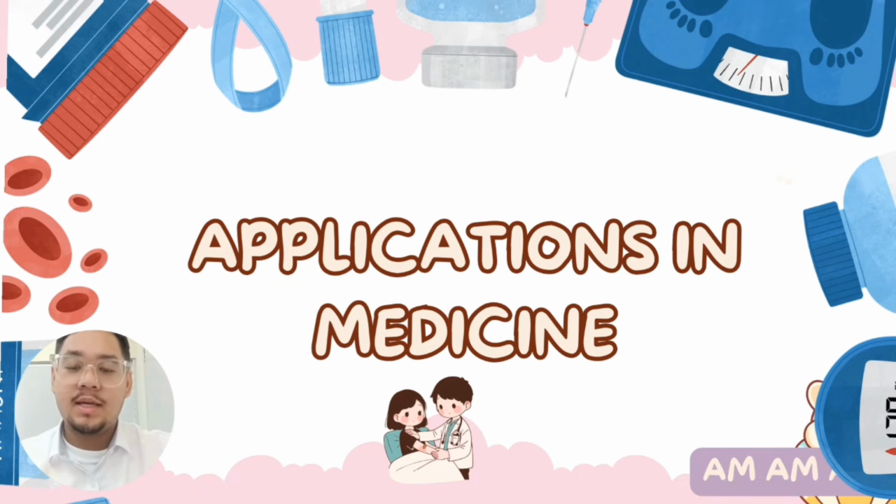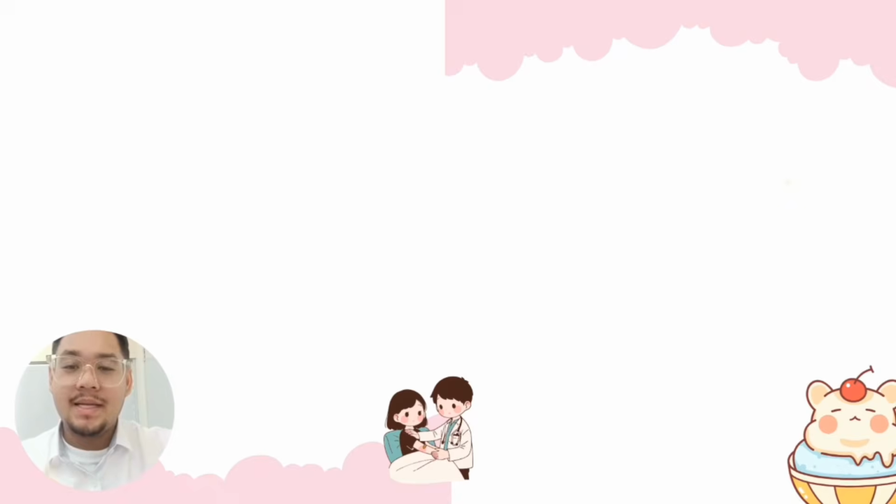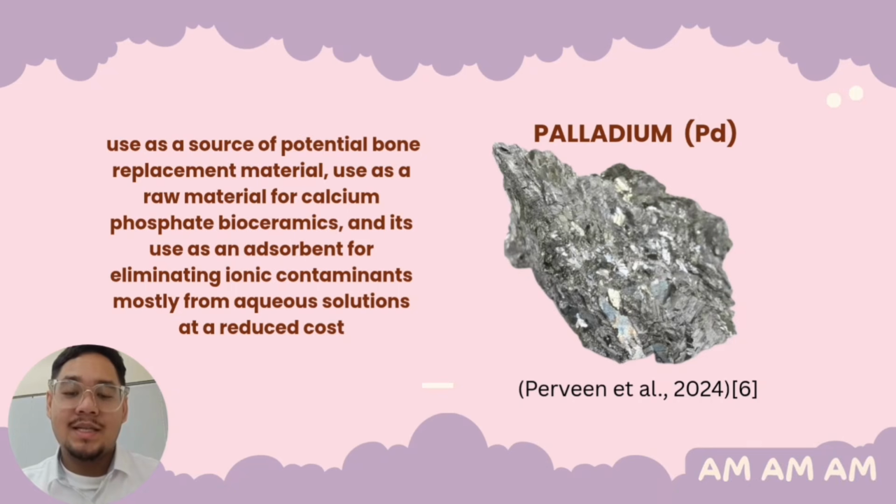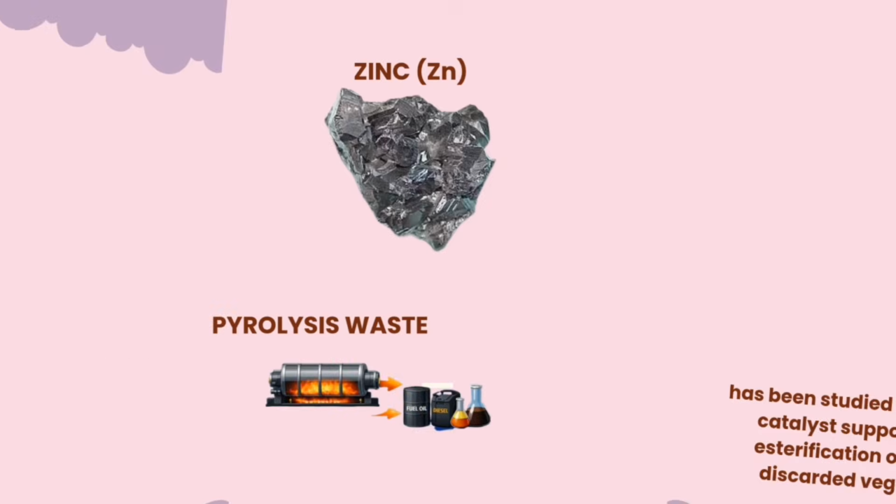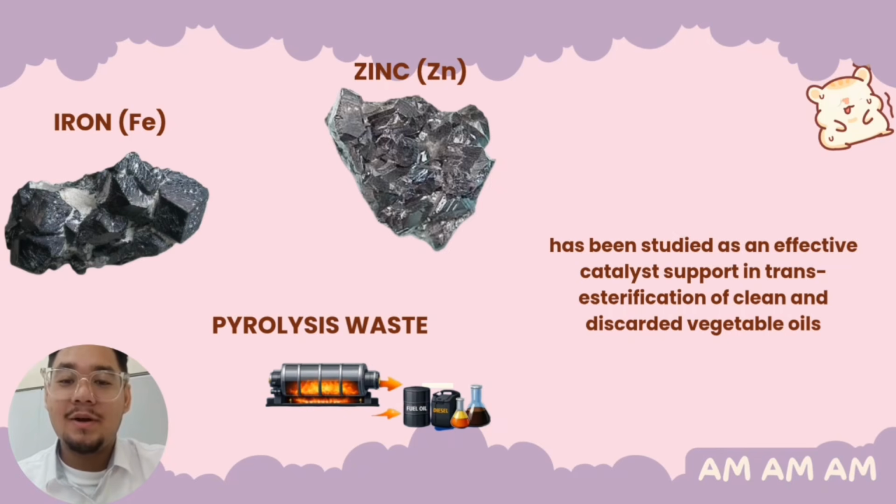We move on to the application of transition metals in medicine. Radium can be used as a source of potential bone replacement materials, which act as a raw material for calcium phosphate in bioceramics, or even act as an absorbent for eliminating contaminants in aqueous solution at a reduced cost. Whereas iron, zinc, and pyrolysis waste can be used as an effective catalyst support in transesterification of cleaning and discharging vegetable oils.